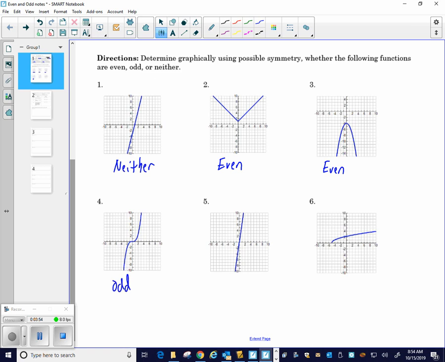Number five is also odd, where if you rotate it 180 degrees, it will be exactly the same. And number six is not a mirror image over the y-axis, and nor is it a rotation around the origin going to look the same. So this is neither. Okay, hopefully visually you can see those. Usually the graphical representations are the easiest ones to tell.